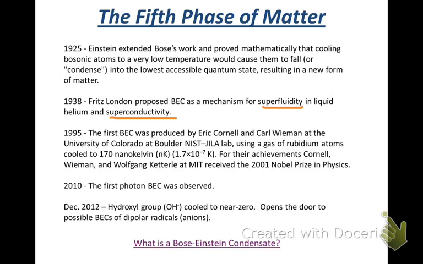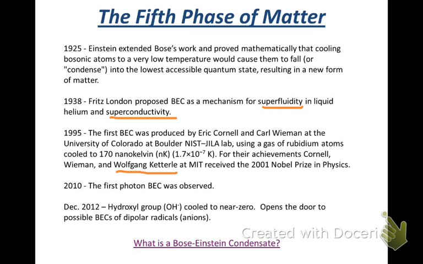Now in 1995, the first BEC was produced by Eric Cornell and Carl Wieman at the University of Colorado at Boulder. They used rubidium atoms. They cooled them to really cold, 170 nanokelvin. And also another guy, Wolfgang Ketterle, also made a BEC just shortly after them. And all three of these gentlemen got the 2001 Nobel Prize in Physics for basically producing the first wave of Bose-Einstein condensates. In 2010, the first photon BEC was observed.